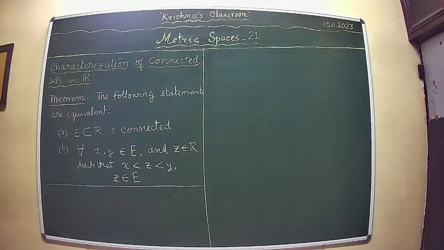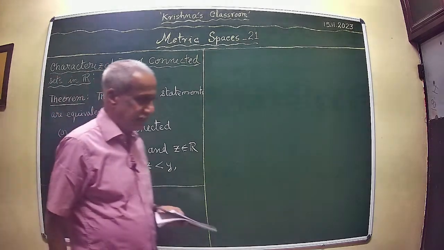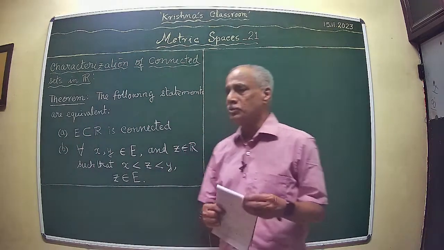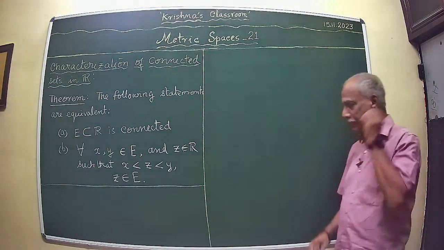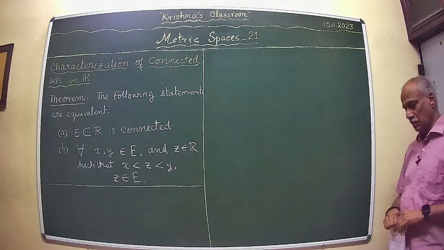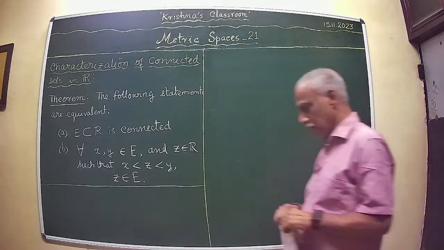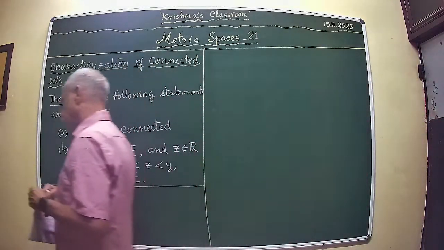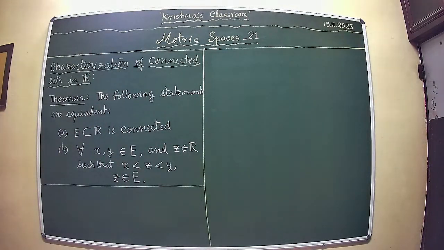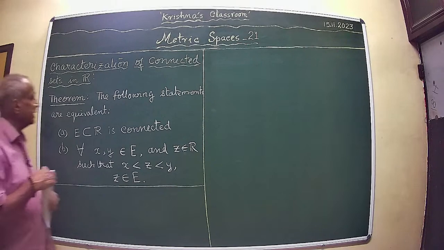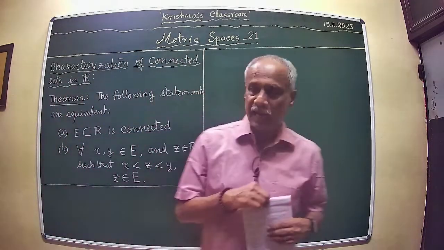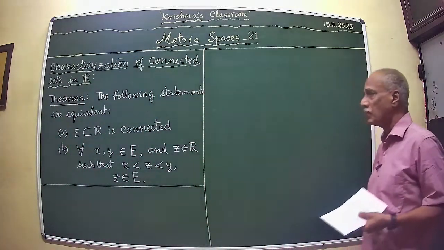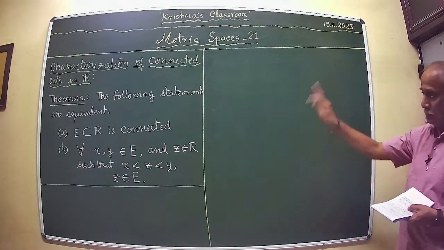We continue from where we left off in the last lecture. We introduced the concept of connectedness. And then we stated a theorem which characterizes the connected sets in R. We shall give the proof of this theorem.